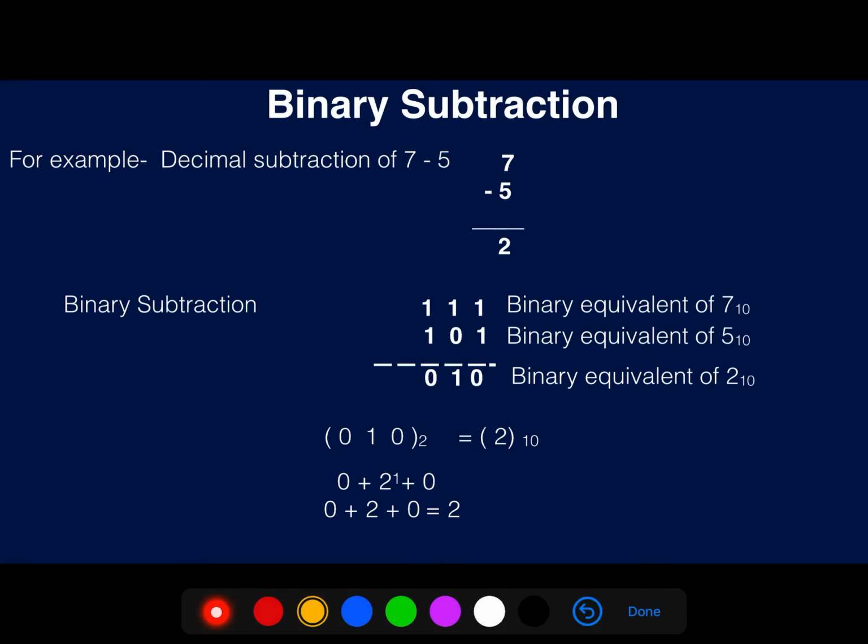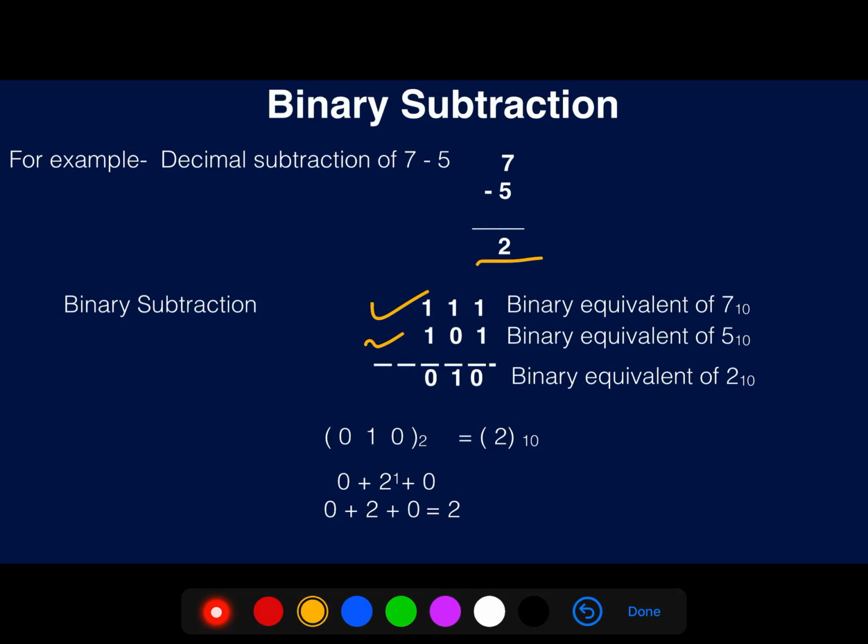All right, so we will see a few examples. This is the first example. First we are doing decimal subtraction just to make you understand: 7 minus 5. That is very easy, like we did in junior school in class 1 or 2. 7 minus 5 gives the result 2. Now the same subtraction we will do with the help of binary subtraction. 111 is the binary equivalent of 7, and 101 is the binary equivalent of 5.